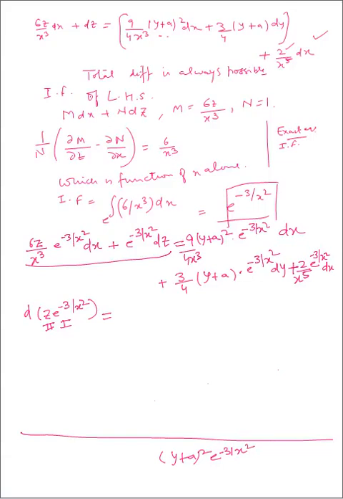So this comes 2y plus a e to the power minus 3 upon x square dy plus then this comes e to the power minus 3 upon x square and differentiation of minus 3 upon x square. So into minus 2 upon x cube into y plus a whole square. So we need these terms to have this. So what we do, we try to make them.